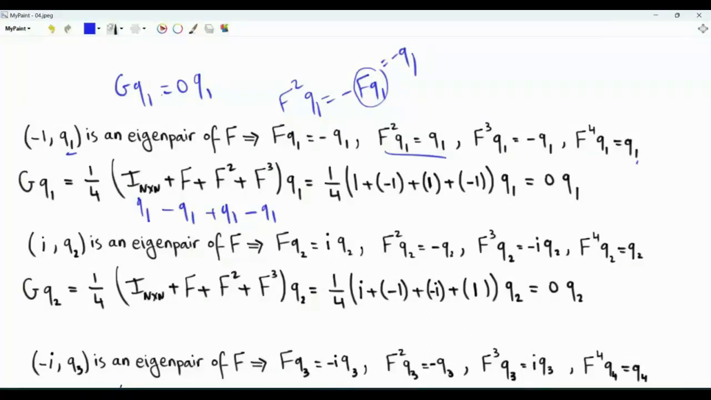Recall that F has the eigenvalues 1, -1, i and minus i. G, which is constructed from F using this, G, on the other hand, is an orthogonal projection matrix. It's Hermitian, idempotent.